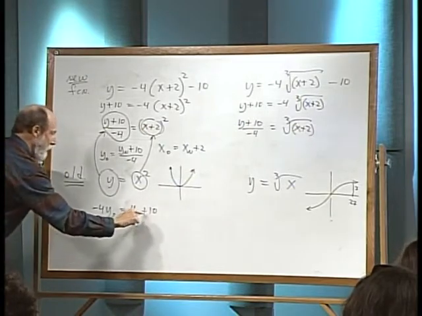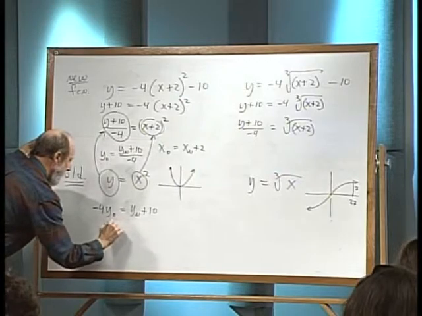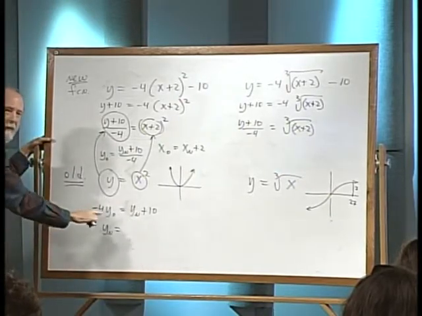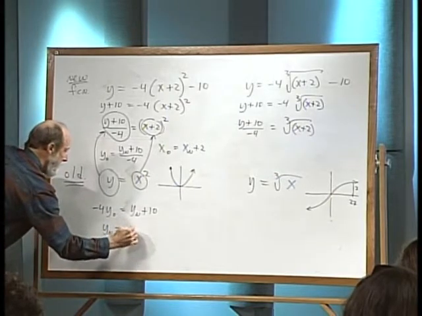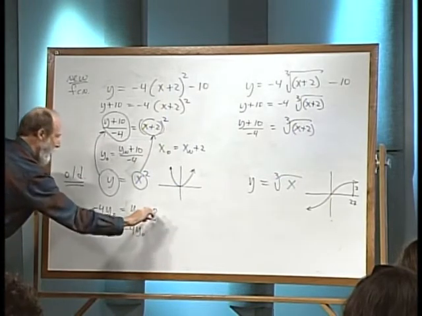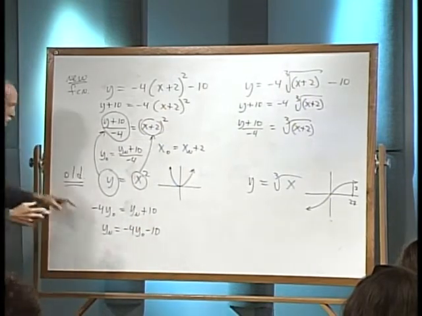And now go ahead and solve this for the new y. I'll just write the new y on the left because that's the way we usually like to write the thing we're looking for. The new y is then going to be equal to negative 4 times the old y if I subtract 10 from both sides. Doesn't it look like this?